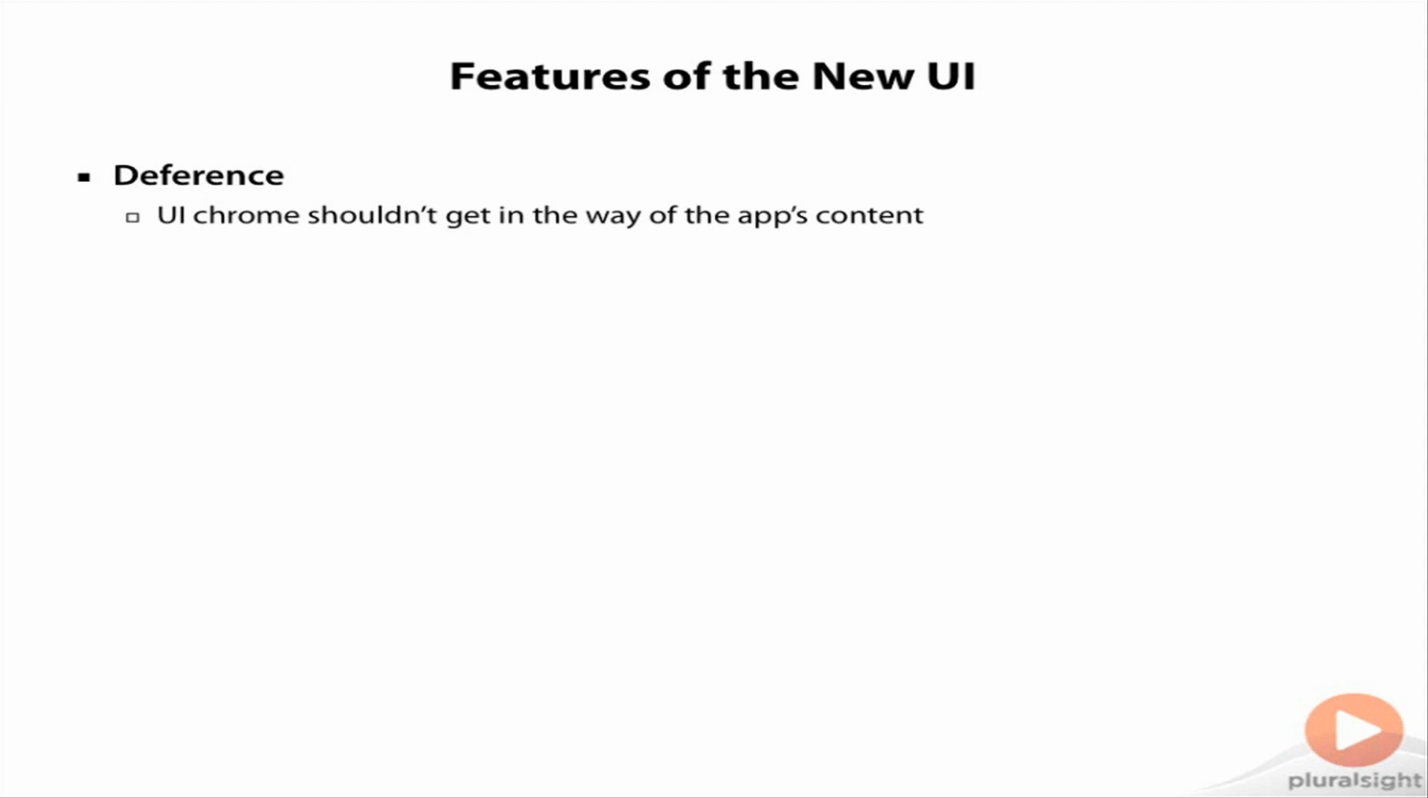Now, if we look at the UI, not from a particular aspect of it, but from a conceptual point of view, Apple has basically 3 different things that it's trying to accomplish with this new UI. The first thing is deference. The idea of deference is the Chrome of the UI shouldn't get in the way of the app's content. Another way of saying this is content is king.